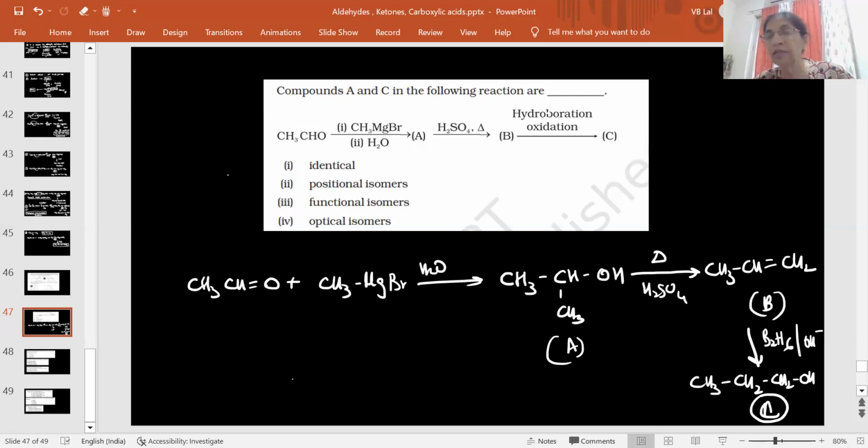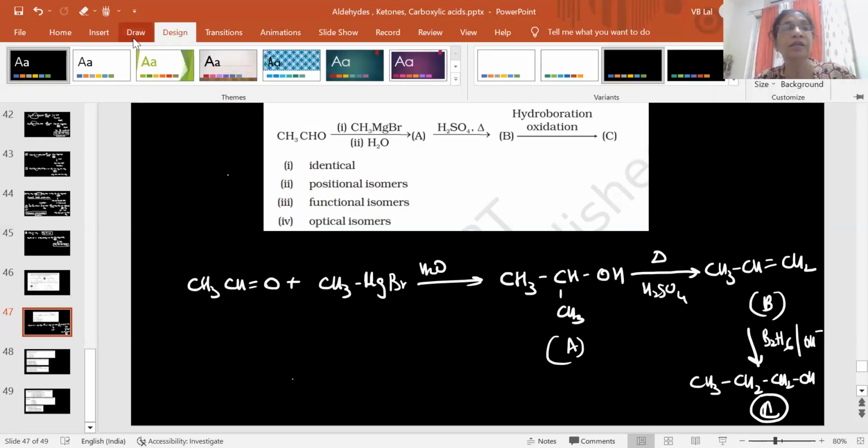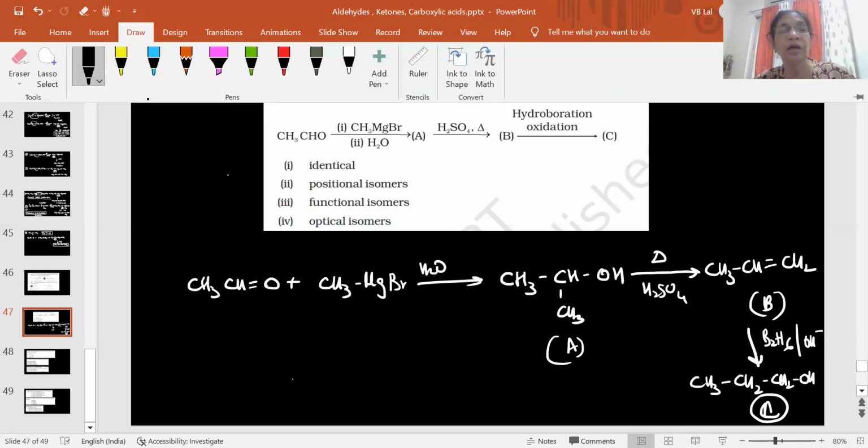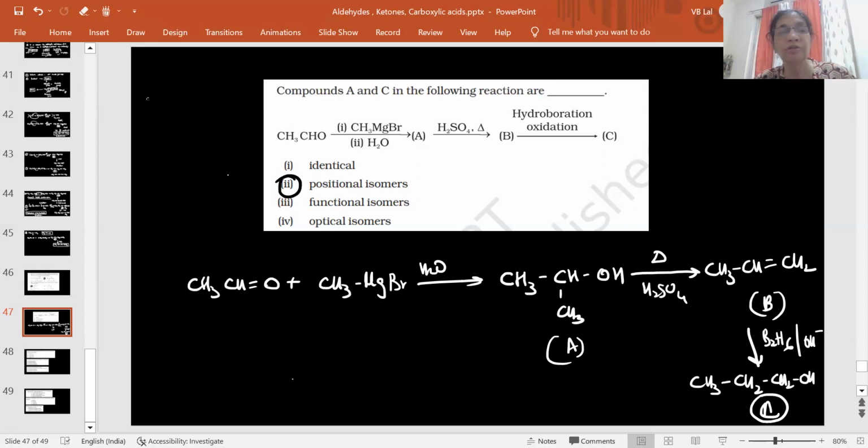Now A and C, what are they? They are position isomers. So what is the answer? A and C are position isomers, positional isomers. Okay. Sai Kalyan, are you there? Sai Kalyan, hello. Yes, ma'am. Okay.